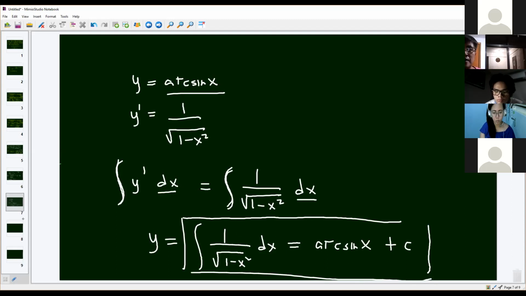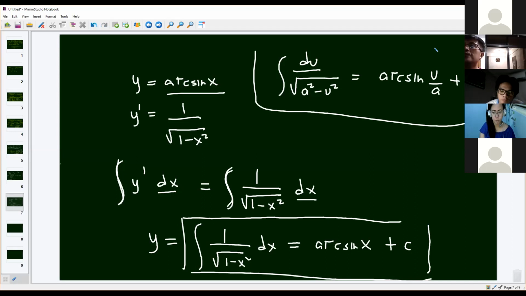So let's generalize this. The integral of du over square root of a squared minus u squared, sorry, u is our x, u is our function, and a is the constant, I got it backwards. So the integral of du over square root of a squared minus u squared is simply arc sine of u over a plus c. So that's another integrable form.